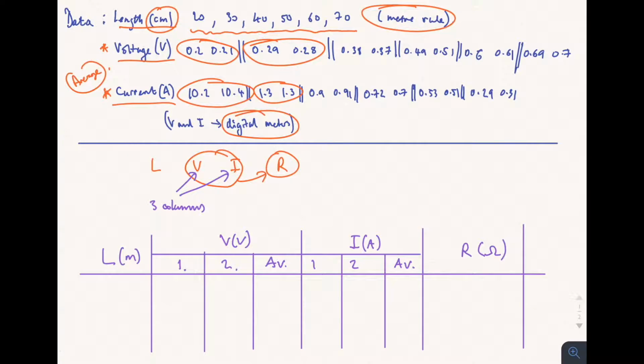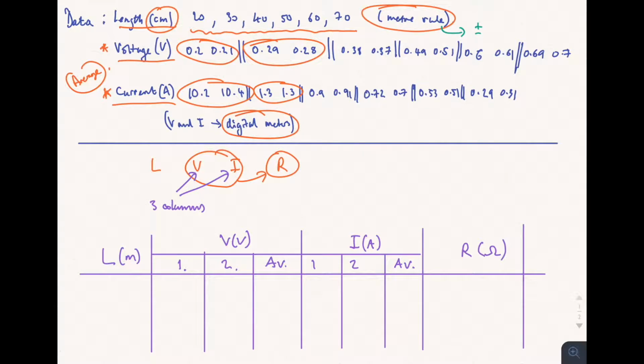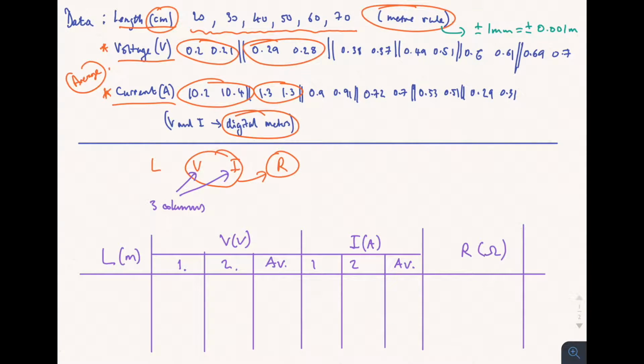Now if we use a meter rule, it has got a precision of plus or minus 1 millimetre. So I need to write all of my measurements to the nearest millimetre. How that's going to appear when I'm using metres as my unit is I need all my measurements to go down to 3 decimal places. That's because 1 millimetre is plus or minus 0.001 metre. These are the same thing. So I need 3 decimal places for all of my length measurements.